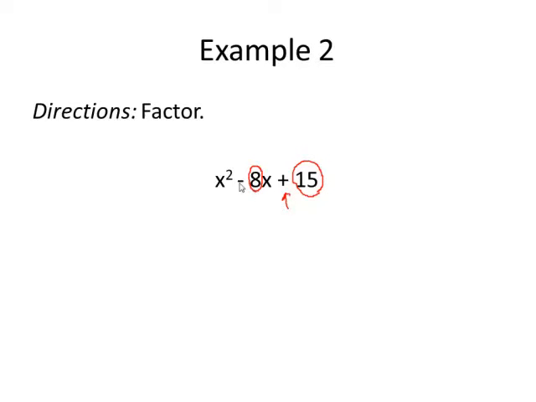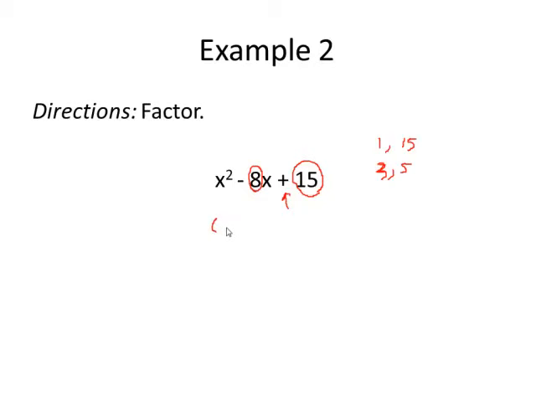Now I don't look at the sign here. I just look at this sign. So what I want is I want two numbers that multiply together to get 15 that add together to get 8. So if I list the factors of 15, 1 and 15, those add together to get 16. 2 won't work. So 3 and 5, those add together to get 8. So those are indeed the numbers that I need.